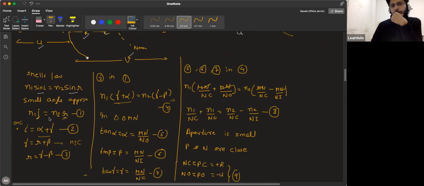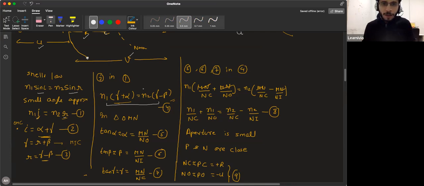Now substitute 2 and 3 in 1. When you do the substitution, it's N1 (gamma plus alpha) equals N2 (gamma minus beta). So instead of I, I wrote alpha plus gamma. Instead of R, I write gamma minus beta. See, this is the checkpoint. In this equation, you can check whether your calculations are going in the right direction or not. If you have gamma on both sides, that means you're going in the right direction. If here instead of gamma you have alpha plus beta, that means your calculations are going in the wrong direction. You can check your calculations at the first checkpoint. On both sides you should have gamma. If you don't have gamma, that means your calculations are going in the wrong direction.